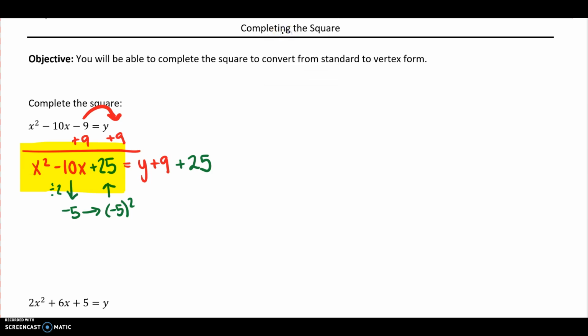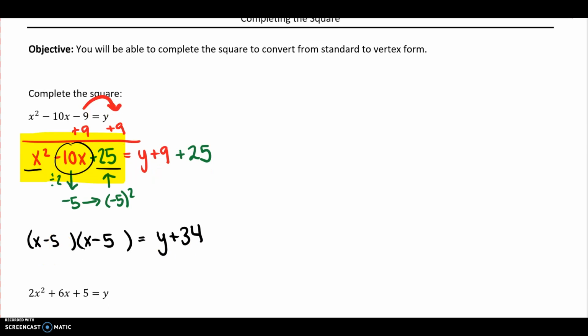Okay, so now we create something that's factorable. We're going to factor this polynomial. So I set up my parentheses. What multiplies to x squared would be x and x. What multiplies to 25 and adds to negative 10 would be negative 5 and negative 5. And then I'm just going to clean up the side here. So 9 plus 25 would be y plus 34. Now, since I have two x minus 5s here, or x minus 5 multiplied 2 times, that can be written as x minus 5 squared equals y plus 34.